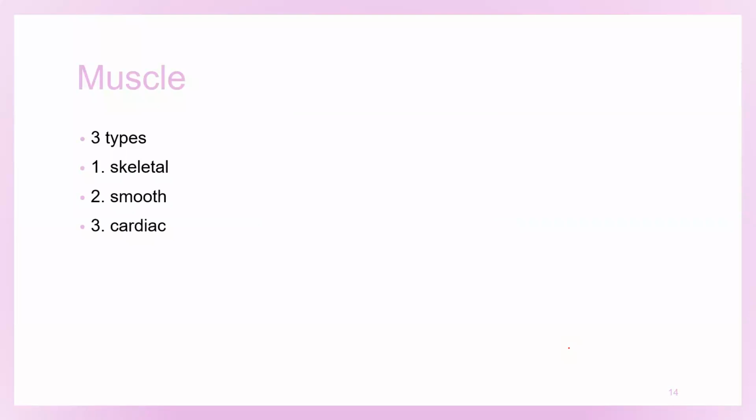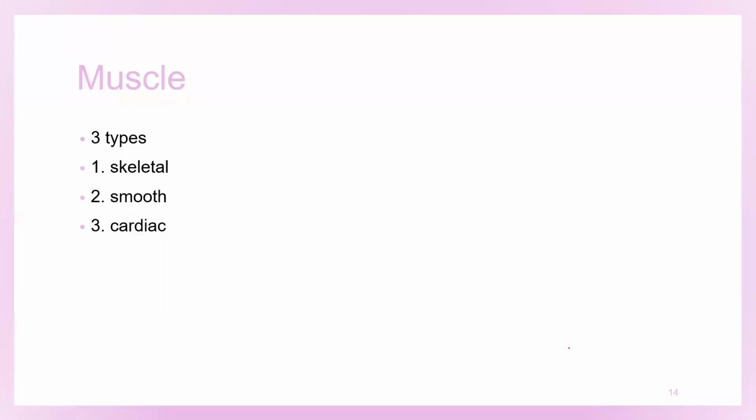Then I will just talk about the muscles as well, even though we haven't done the lecture. You have three types of muscles: skeletal, smooth, and cardiac. I'm sure you know this. Skeletal muscles are the muscles which are attached to the bones. So all the muscles in the limbs are skeletal muscles.